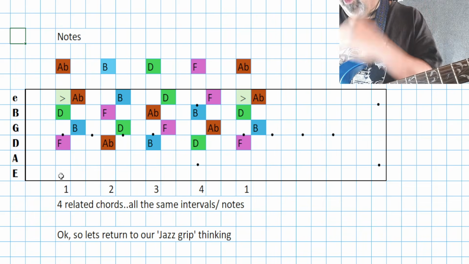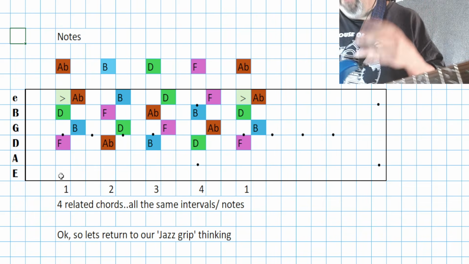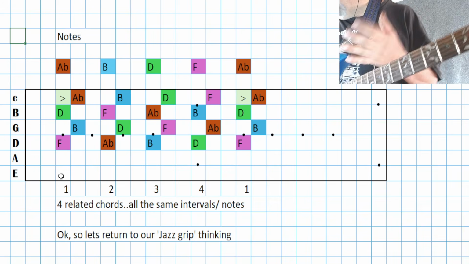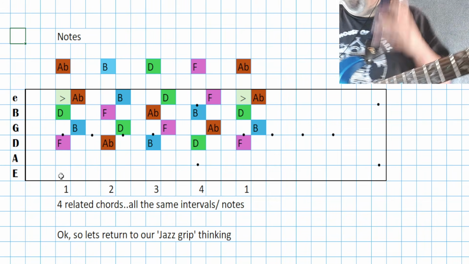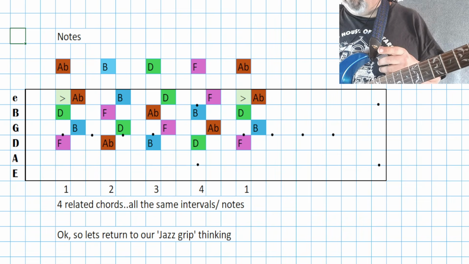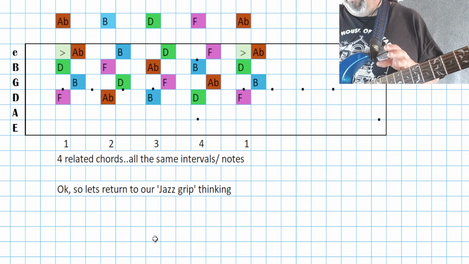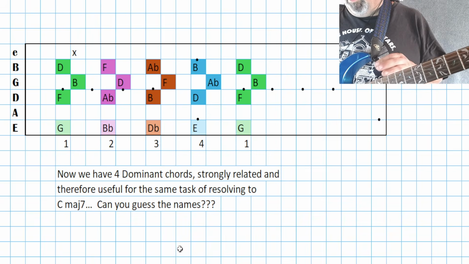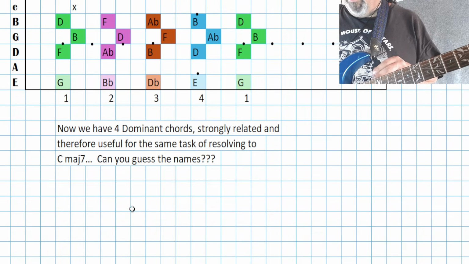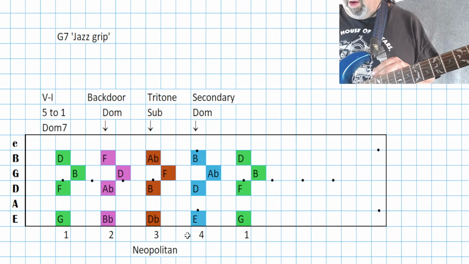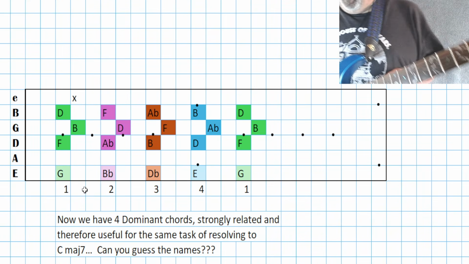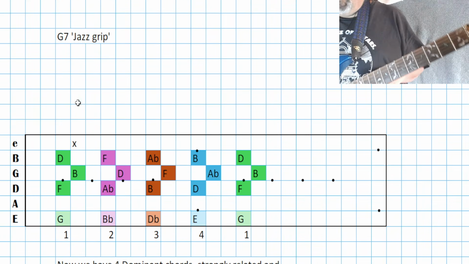This relationship is the explanation for what we talked about in the beginning of the video. The Tritone Sub, the Backdoor Dominant, the Secondary Dominant. Let's check it out. There's the secret sauce. And we can do that in 2 more sheets. Anyways, never mind that. So, back to this G7 jazz grip.